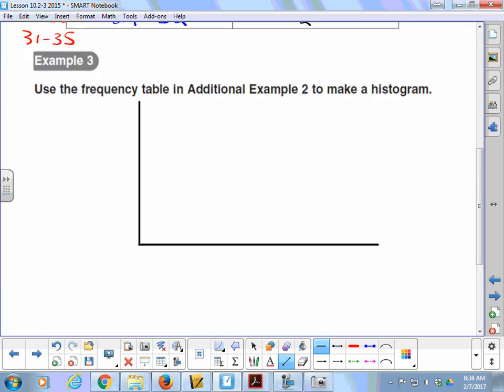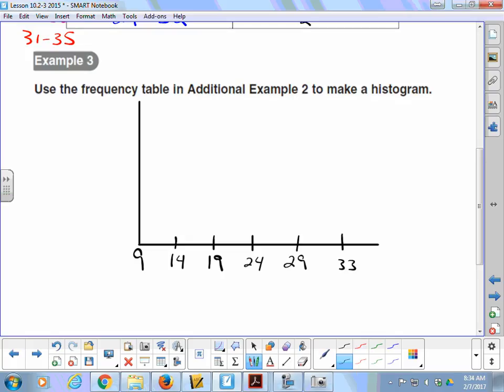All right, so we've got intervals here that we're going to start with: 9 here, and then 14, 19, 24, 29, and 34, sorry.